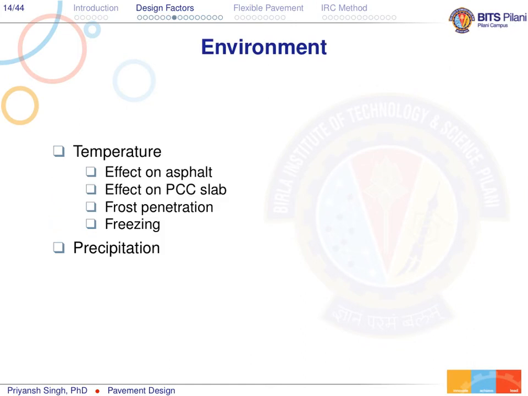Then you need to have the temperature information because it affects the asphalt, and it affects the PCC slab. We have already seen that warping will happen because of the temperature. There might be freezing and thawing cycles happening inside the soil that may decrease or increase your soil's stability. So we need this information.